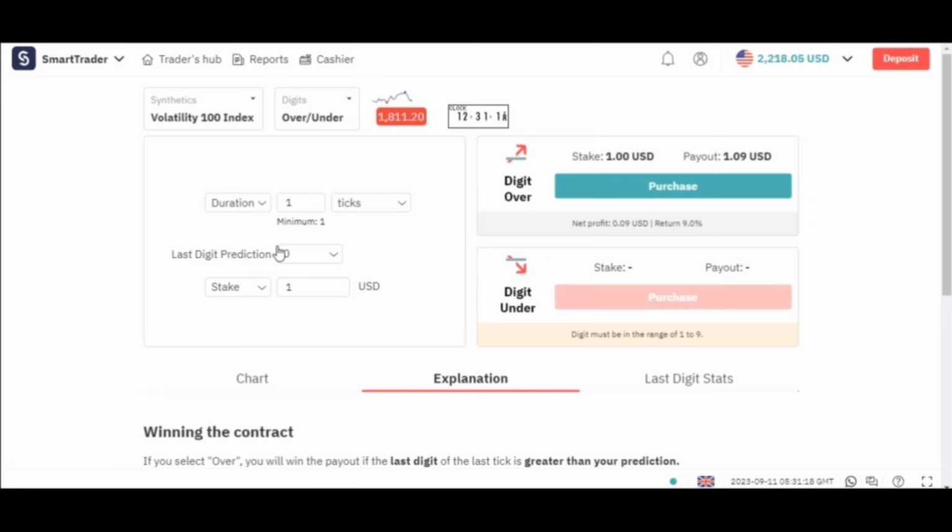And on this occasion, I will open a trade on Binary.com using the over-under strategy. Watch this video so that you all don't fail to understand this strategy.